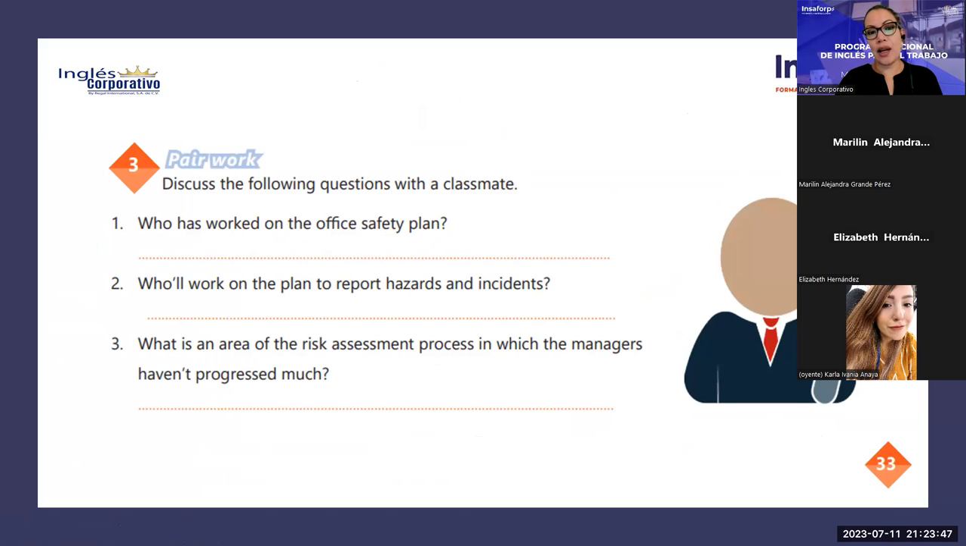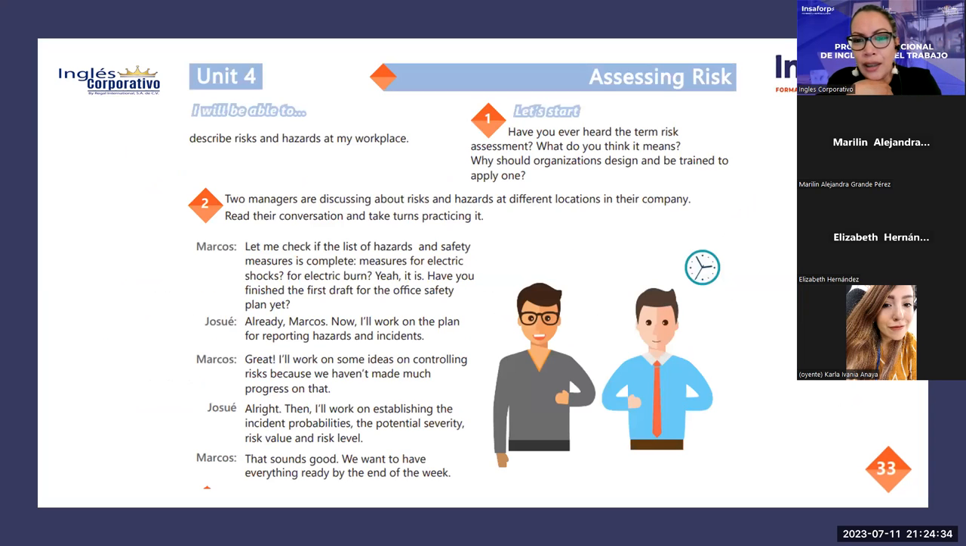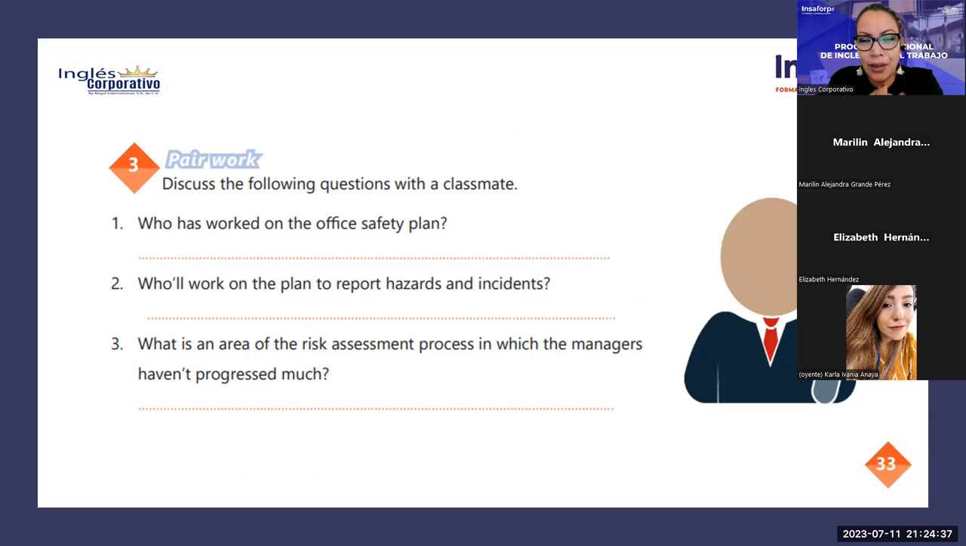Maybe you remember, who has worked on the office safety plan? If you don't, you can go back and check. Who will work on the plan to report hazards and incidents? And number three, what is an area of the risk assessment process in which the managers haven't progressed much? I'll give you time in case you don't remember the answers. I know that sometimes if we are focusing on practicing the conversation, we are not paying attention to those kinds of details. So most likely you will need to go back and check the conversation so that you can answer the three questions. I'll give you some minutes and then we'll check.